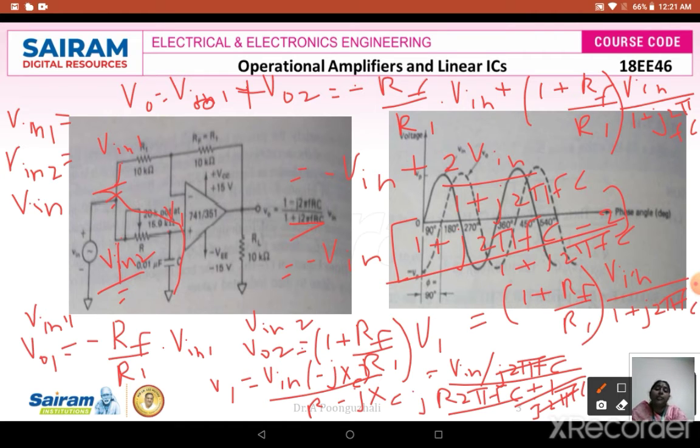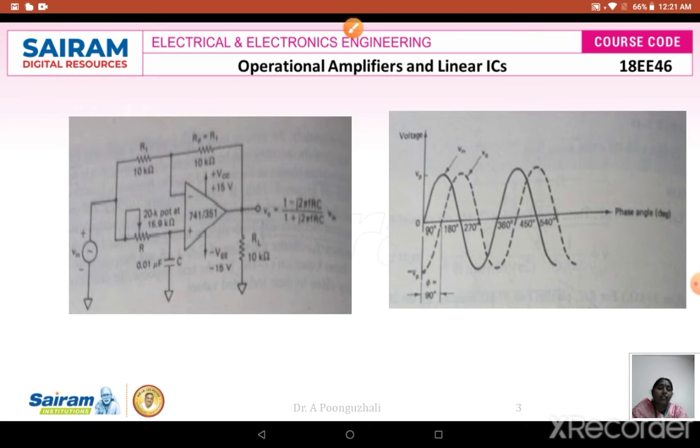Okay, so my output expression is got by applying the superposition theorem. As I said earlier, you can see the response here. This is going to be your input signal, and your output signal is going to be phase shifted by 90 degrees. In this, all the frequency components of the input signal we are going to get without any attenuation. Here the output is phase shifted by 90 degrees. That is the difference between all pass filters and the other filters.